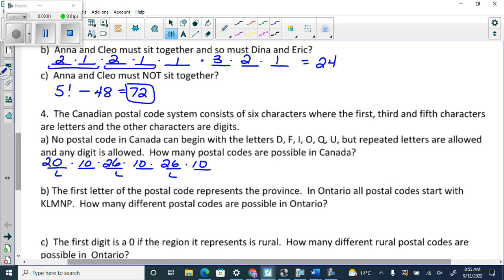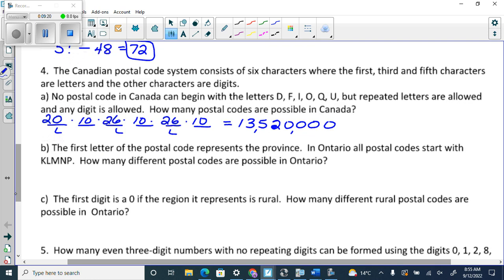So what is our answer? Oh, 40... 13,520? Yeah, 1,000. The first letter of the postal code represents the province.